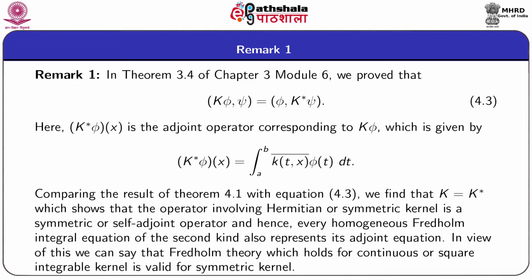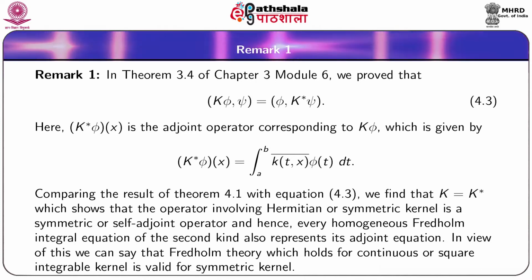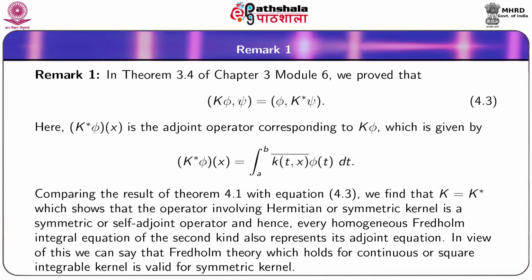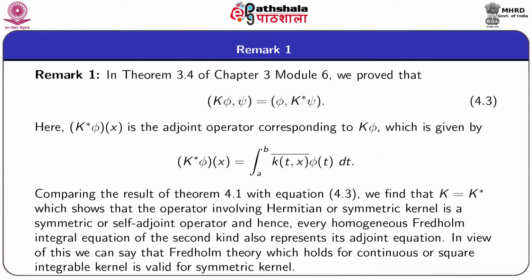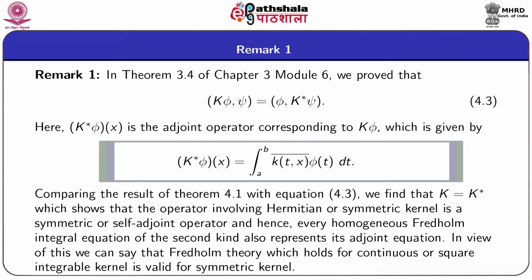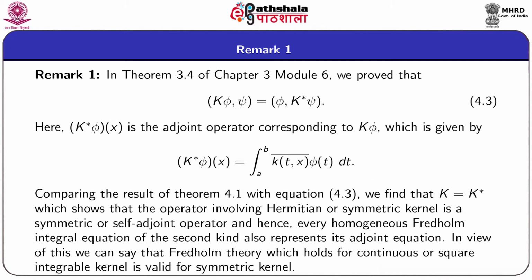Now we come to remark 1. In chapter 3 module 6 in theorem 3.4, we have already proved that the inner product of capital K phi and psi is equal to the inner product of phi and K star psi, as given by equation 4.3. Here K star is the adjoint operator corresponding to capital K, and this is given by K star phi x equal to integral from a to b k bar t x phi t dt.